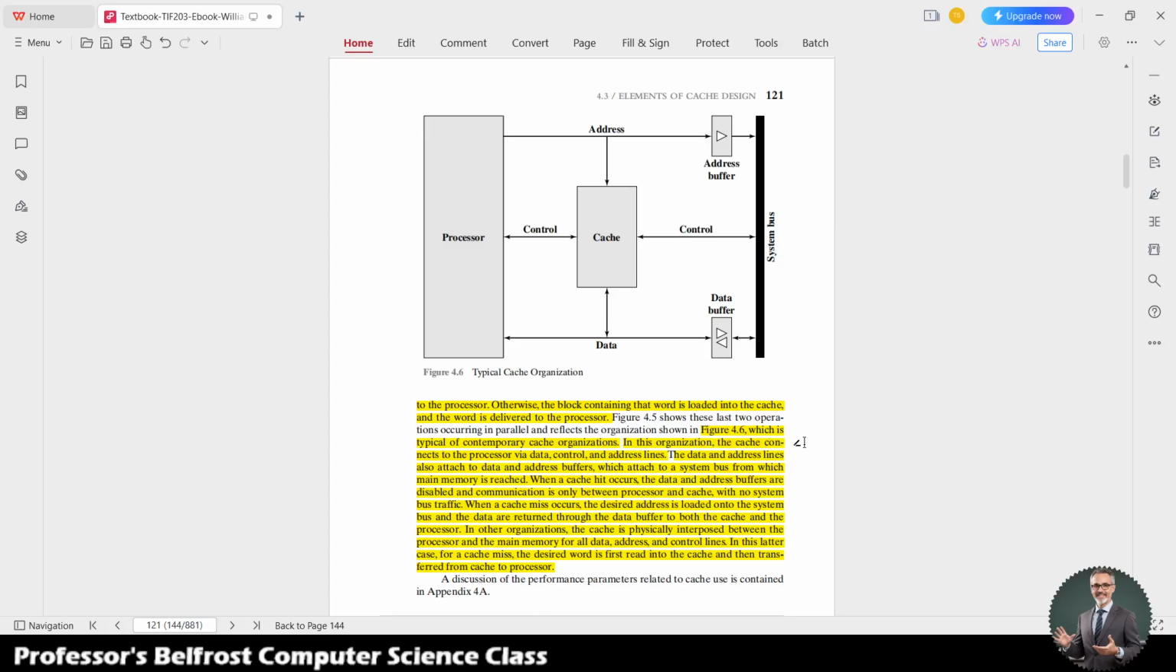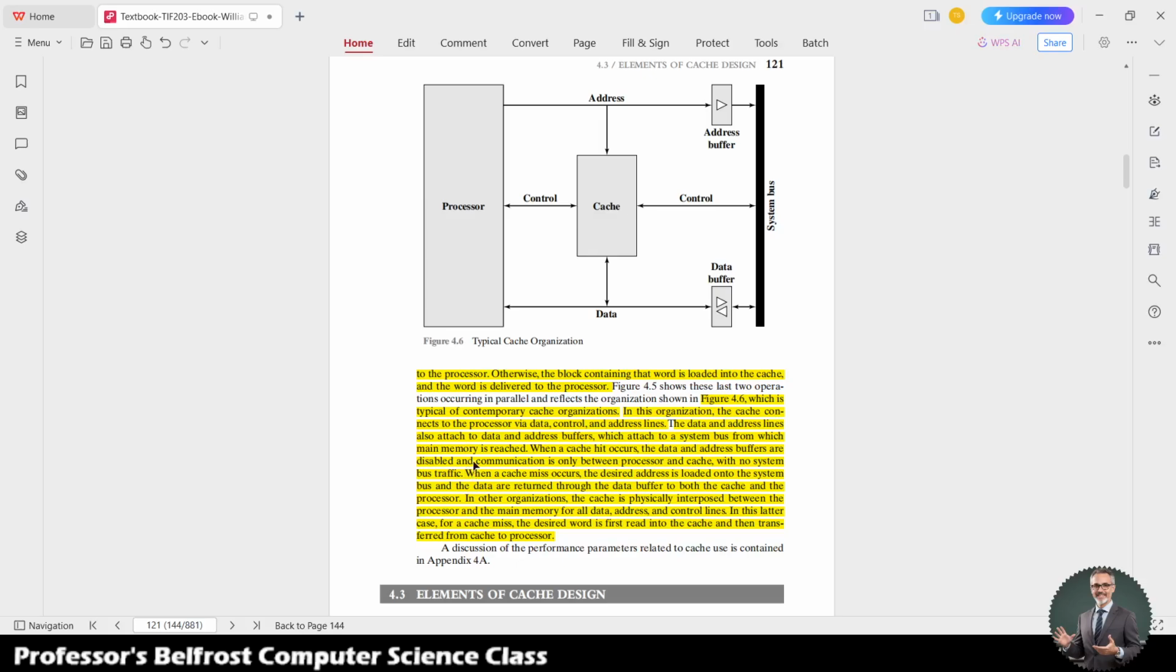Okay, so you see, the cache connects to the processor in this figure via data, control, and address lines. And the data and address lines also attach to a data and address buffer, which attaches to the system bus from which the main memory is reached. And when a cache hit occurs, then the data and address buffers are disabled, and communication is only between processor and cache, with no system bus traffic. And when a cache miss occurs, then the desired address is loaded onto the system bus, and the data are returned through the data buffer to both the cache and the processor.